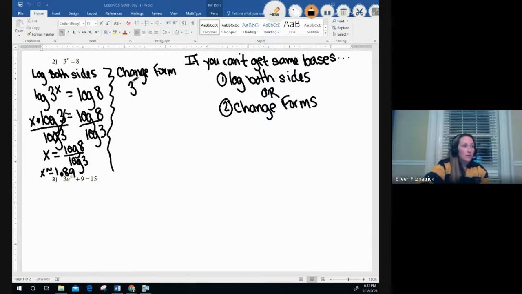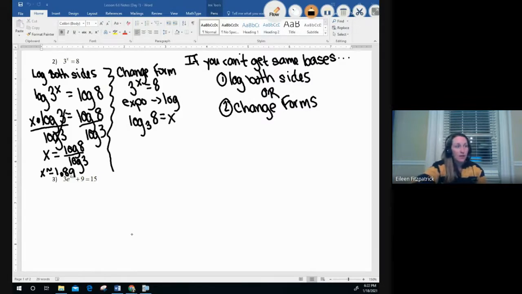Okay. Over here, I'm in exponential form, right? It's 3 to the x equals 8. So I'm going to go from exponential to log form. So it's base raised exponent equals an answer, BEA. I'm going to go to log, bacon and egg. So log base 3 of 8 equals x. All right. Remember, the answer to a log problem is the exponent in exponential form. That's why when you change forms, you'll be able to get your answer.